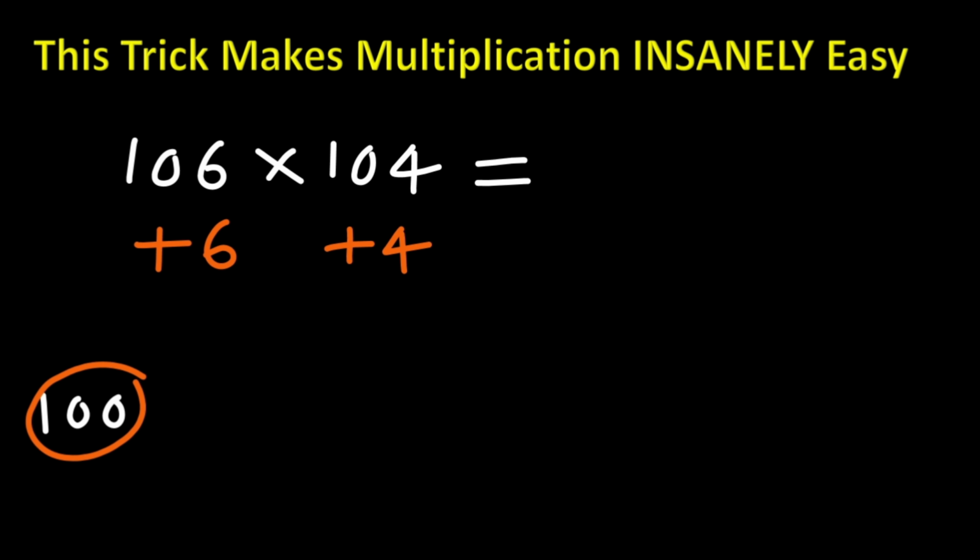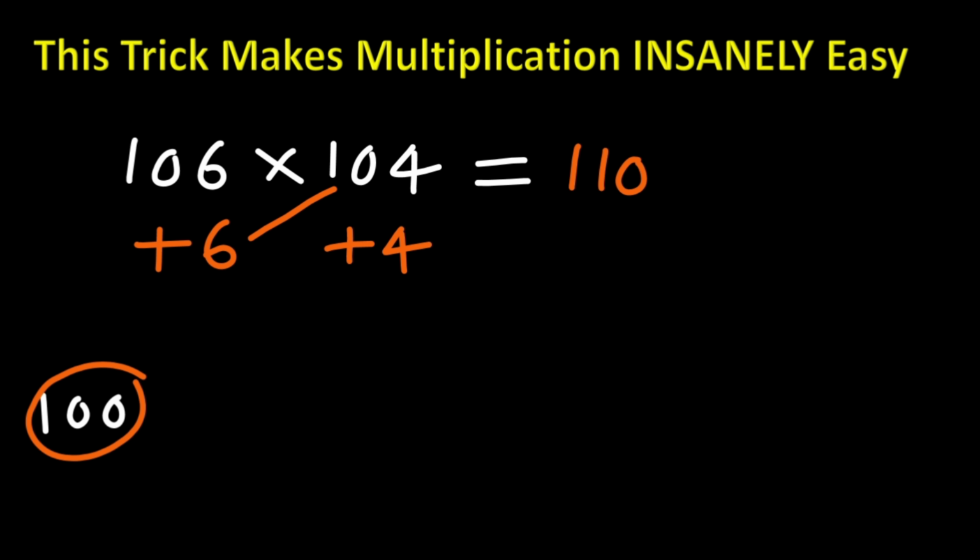And now same thing, we look at the numbers diagonally. So 104 plus 6, that is 110. Or you can see 106 plus 4 this way, that is also 110. So you can take this either way.